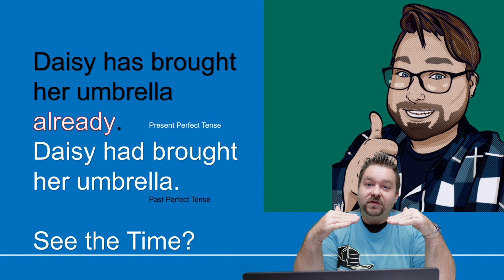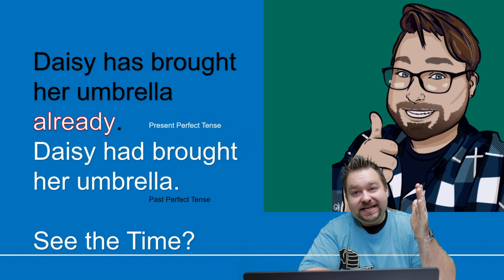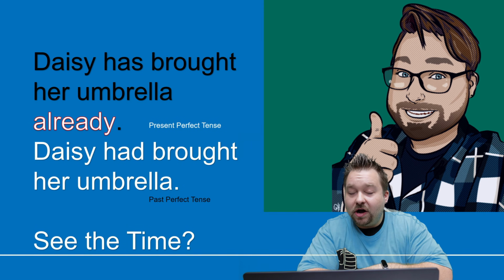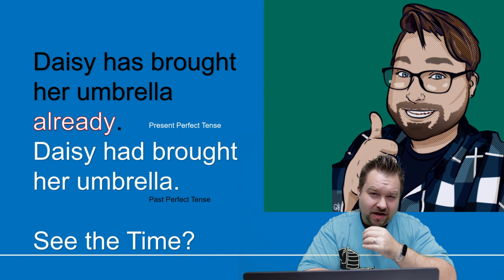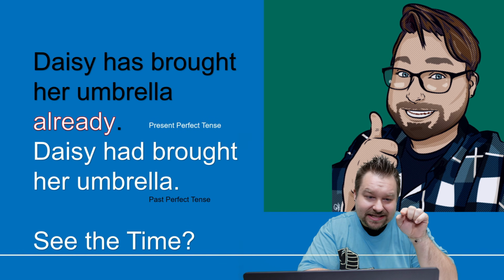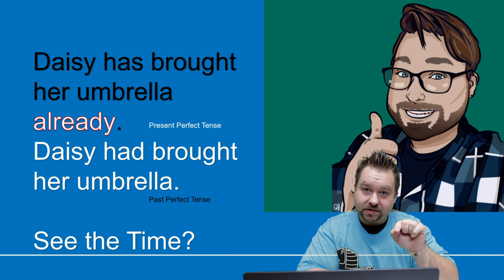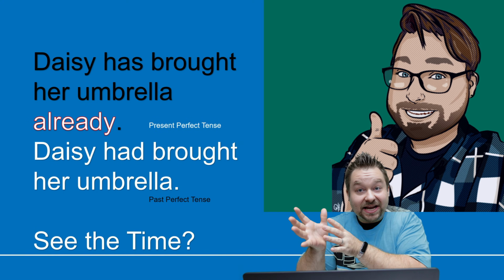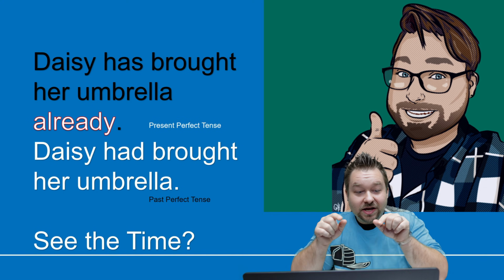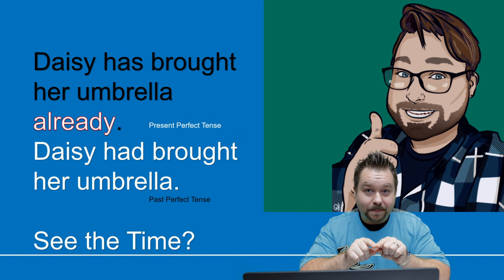Now let's look at another version with the had. Daisy had brought her umbrella. This one's past perfect. But the thing here that I want you to see is the time part. Do you see how when we wrote has and have, that present tense part, we put a time on it?